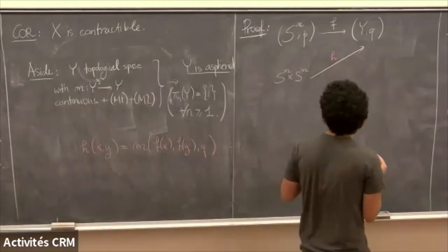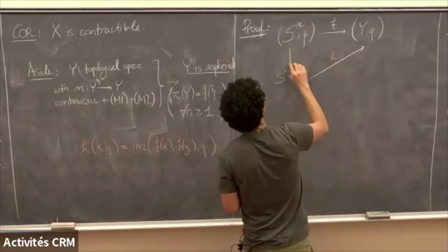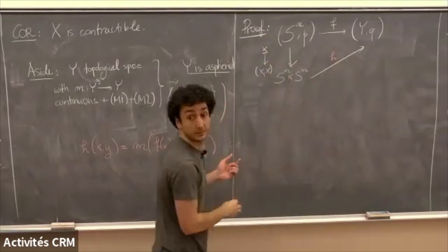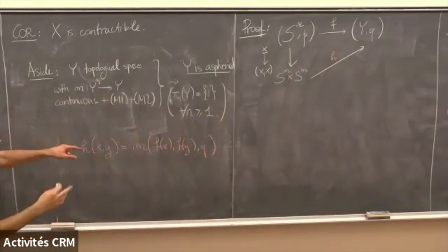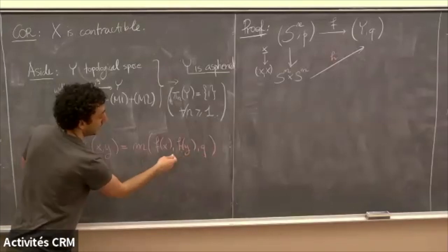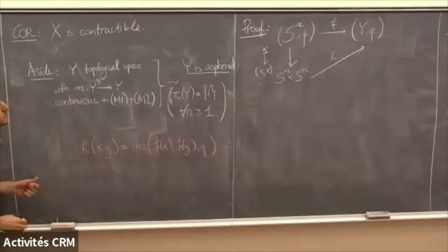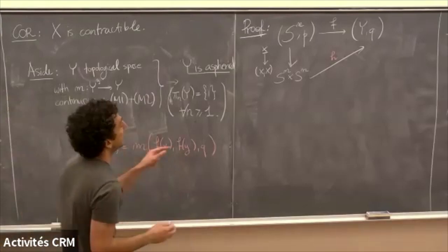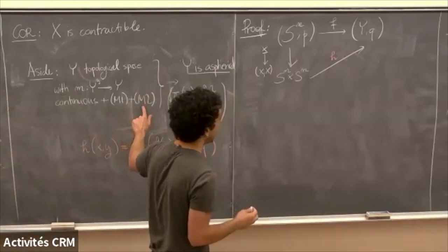That's an honest continuous map. And if we now here put the diagonal embedding, this commutes, right? Why does it commute? Because the median of F of X, Q will be F of X. But now this map is actually quite special, right?